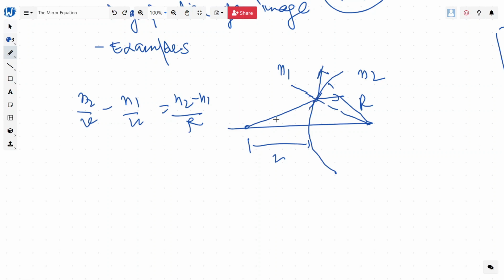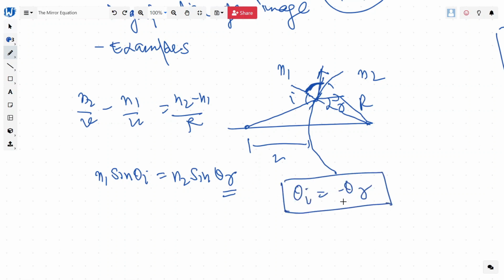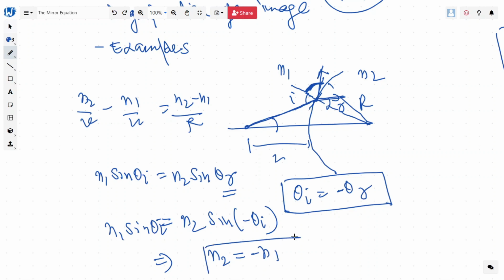We wrote Snell's law here, which said n1 sine theta i, the angle of incidence, is equal to n2 sine theta r, the angle of refraction. Now in the case of reflection, what will happen? This angle is nothing but the negative of theta i, with the sign convention: in this direction when the ray was going, it was positive; now it is turned by 180, so it is negative. If we put that here, we have n2 sine of minus theta i and n1 sine theta i, so n2 is going to be equal to minus n1. Sine theta will cancel.